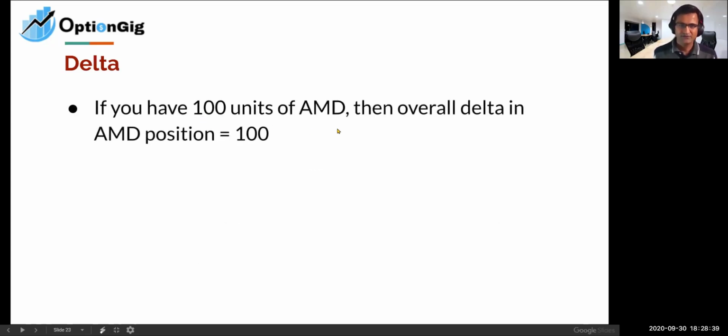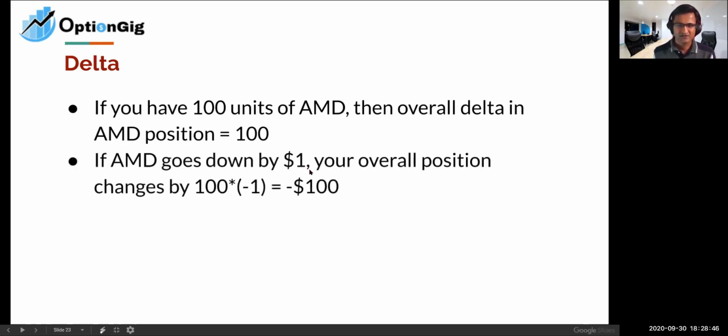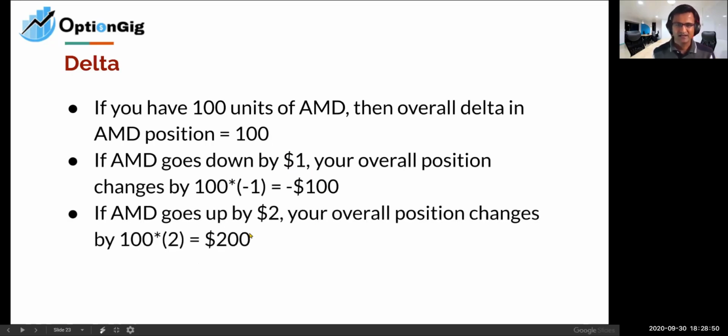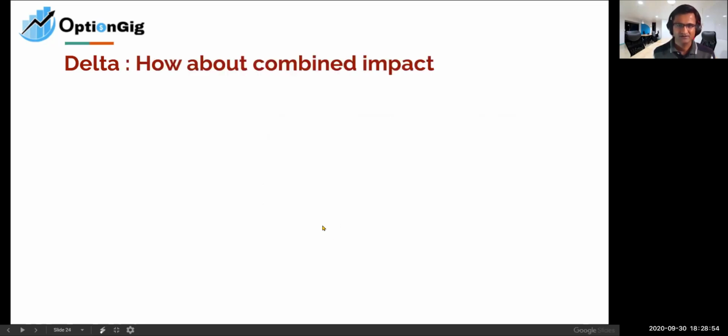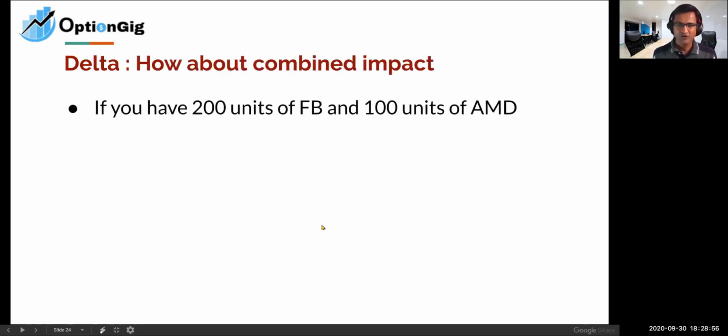But if you also have AMD along with it, then your overall delta of AMD is 100. If it goes down, your AMD position goes down by 100. AMD goes up by $2, that position goes up by $2. But you have both in your portfolio.